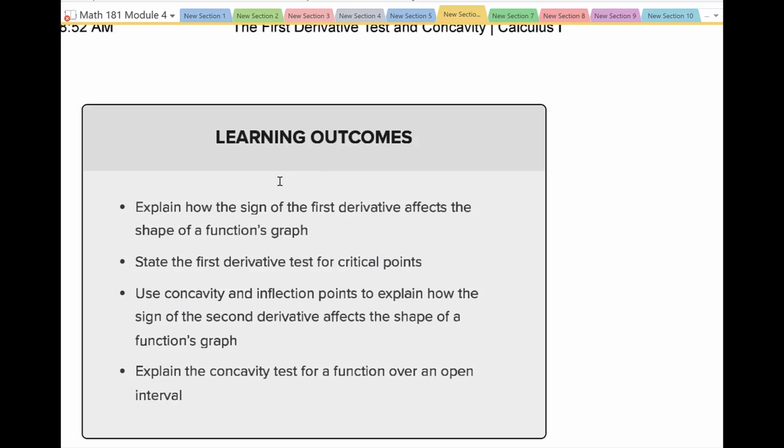Explain how the sign of the first derivative affects the shape of a function's graph. State the first derivative test for critical points. Use concavity and inflection points to explain how the sign of the second derivative affects the shape of the function's graph. Explain the concavity test for a function over an open interval.